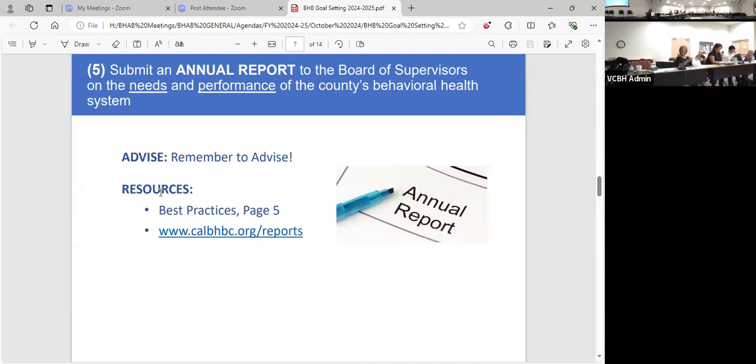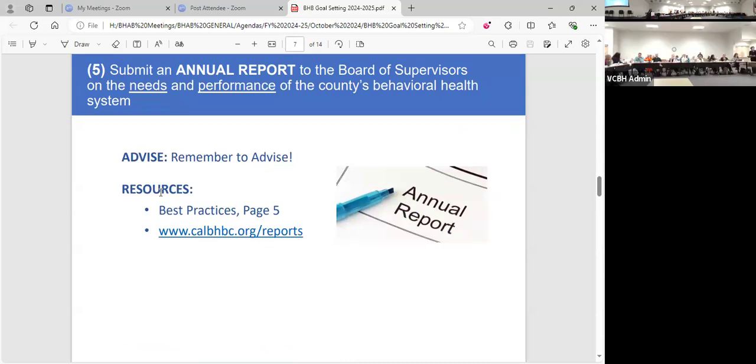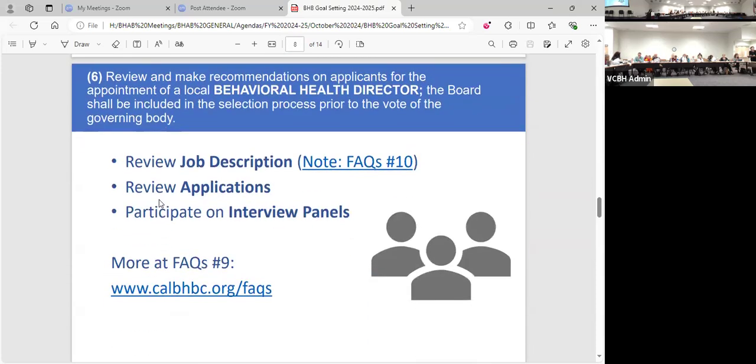Annual report every year. So you should be doing an annual report, and we underline needs and performance. So this is straight out of law. That's what they want you to be reporting on to the Board of Supervisors, on the needs and performance of the county's behavioral health system. So it's your opportunity to advise. We have some suggestions in our best practices as well on that. Next slide. And then the behavioral health director, if that becomes vacant, then you are supposed to be part of that process. Next slide.